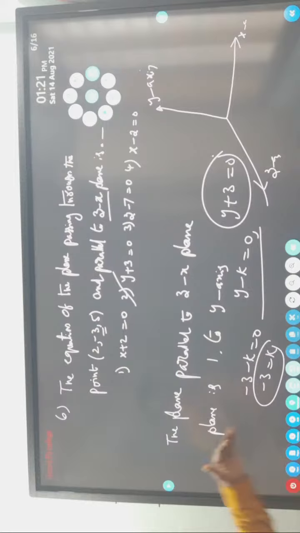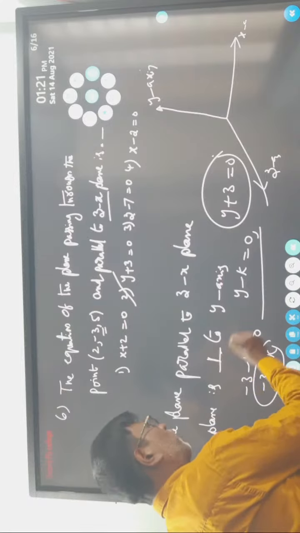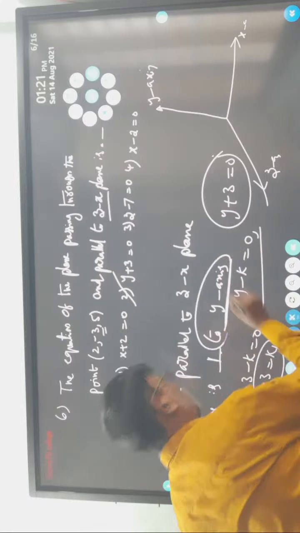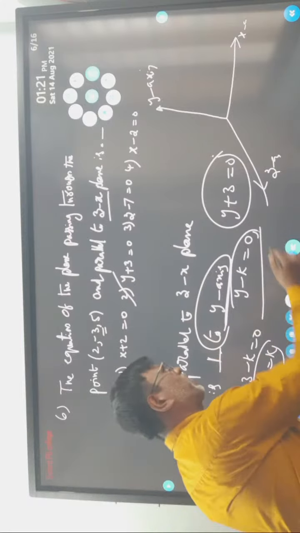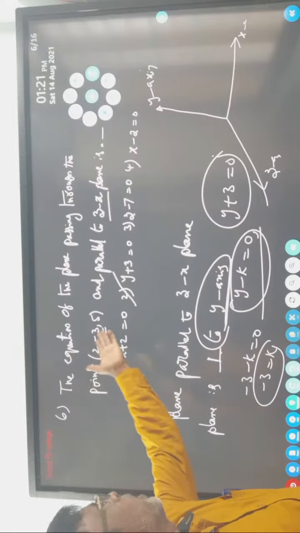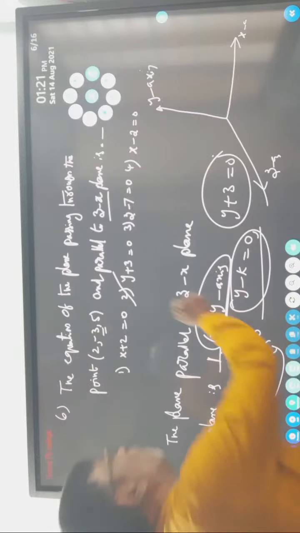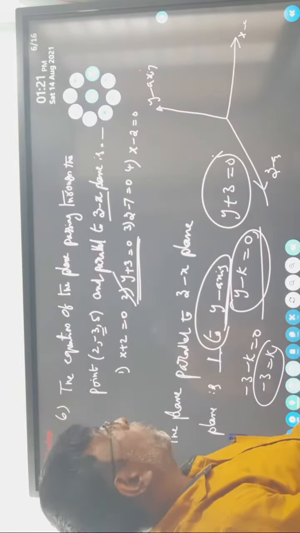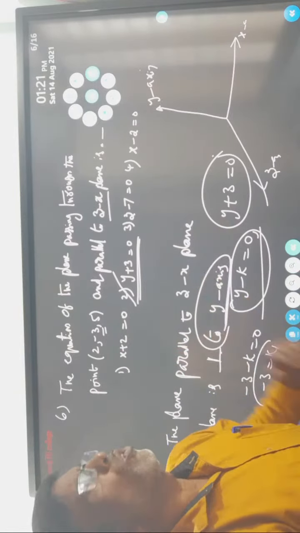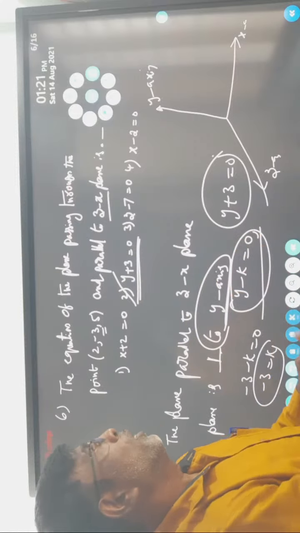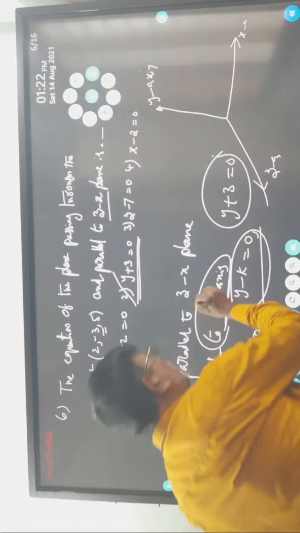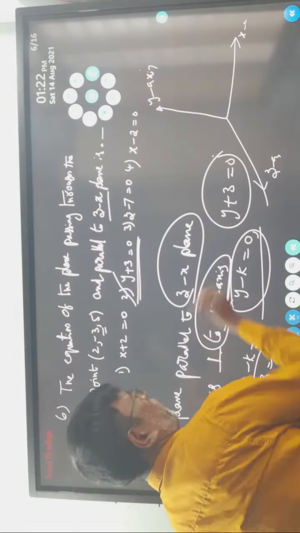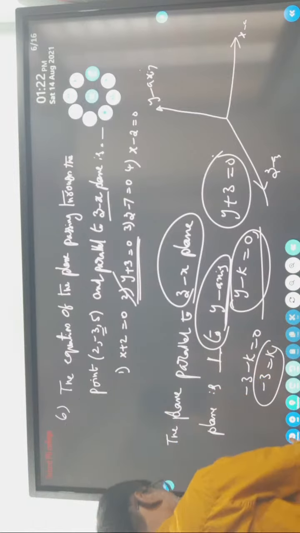Remember that a plane parallel to the zx plane means the plane is perpendicular to the y-axis. This is a very important concept. So the plane is perpendicular to the y-axis, meaning the equation is y minus k. It is passing through the point 2, minus 3, 5. Substitute there and we will get the answer straight away. If the plane is parallel to the xy plane, it is z minus k equal to 0, perpendicular to the z-axis. Here the plane is parallel to the zx plane, which is perpendicular to the y-axis. Simple concept. Now let me explain another question.